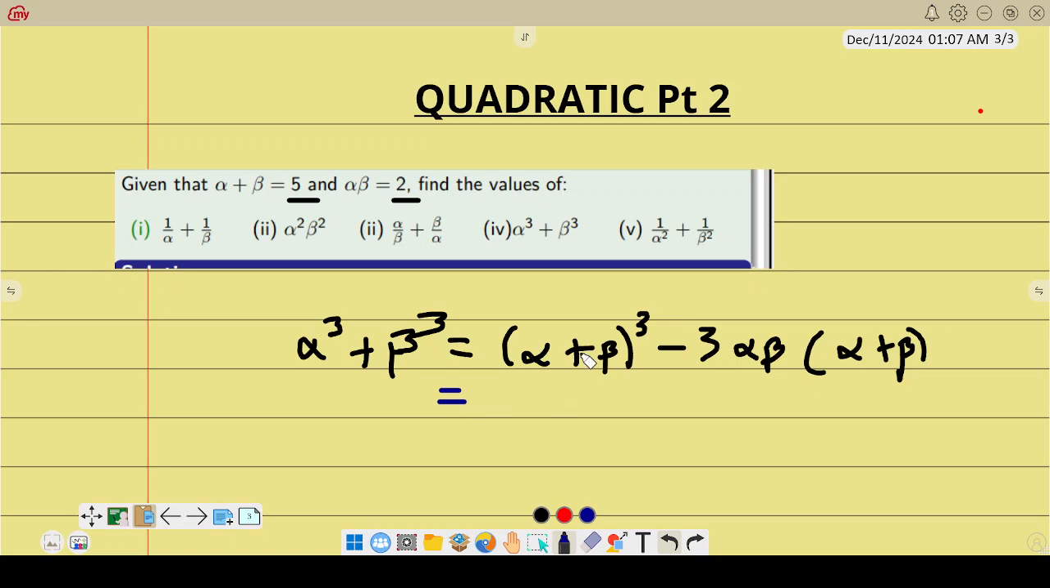So we're going to have alpha plus beta, it's 5. So 5 cubed, that's 125, minus 3 times alpha beta, which is 3 times 2, 6. Remember, beta was 2. And then here, alpha plus beta is 5, so 6 times 5 is 30. So we can continue from there. We proceed.